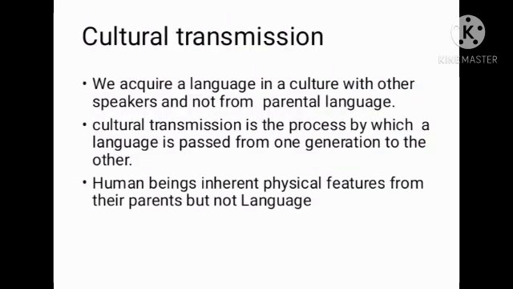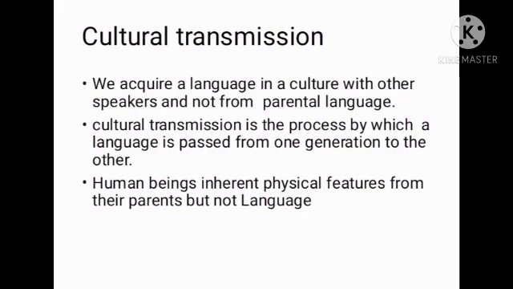Next feature, cultural transmission. Human beings inherit physical features from their parents, but not language. We acquire a language in a culture with other speakers and not from parental genes. Cultural transmission is thus the process by which a language is passed on from one generation to the next.